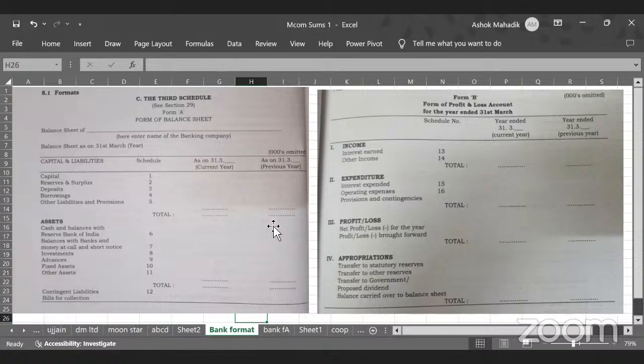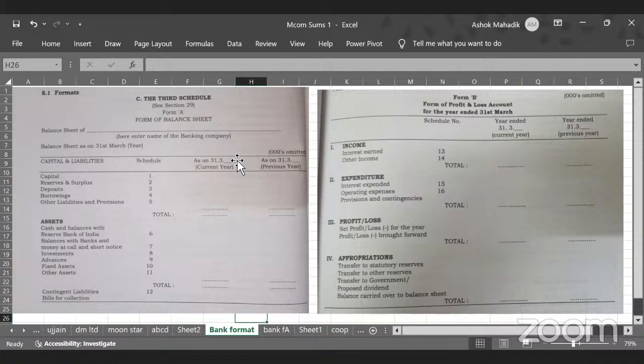Then in Form B, we have the income statement, that is the P&L account in vertical format. Schedules 13 and 14 come under incomes. Schedule 13 represents interest earned. Then schedule 14 is for other incomes. Then schedules 15 and 16 represent expenses. In that, schedule 15 is for interest expended. Schedule 16 is for all other expenses apart from interest.